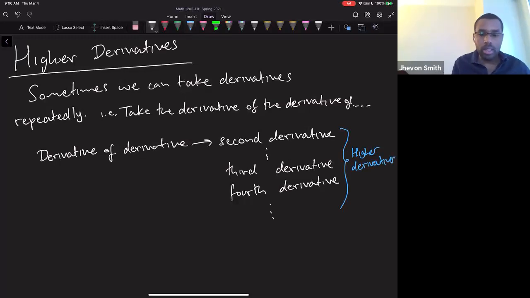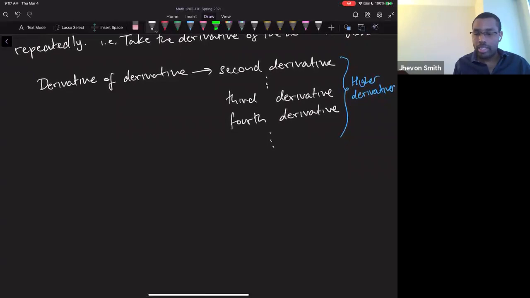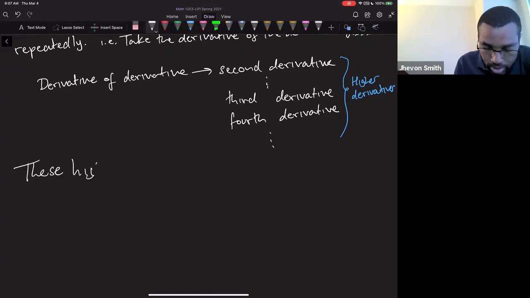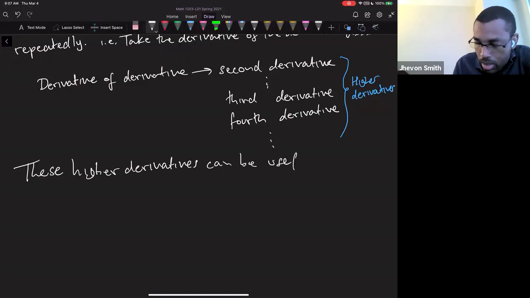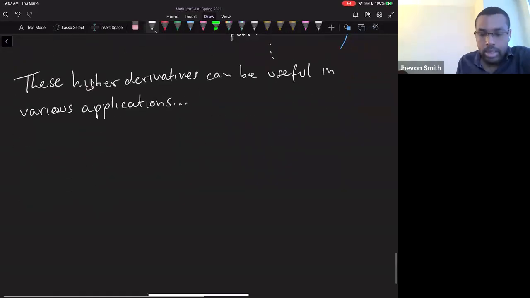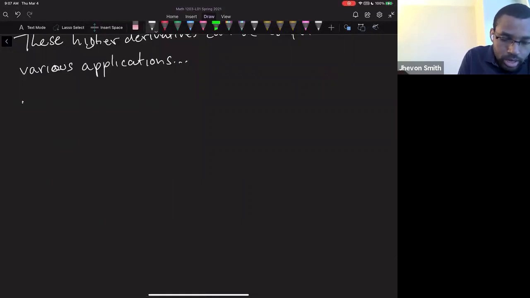Right, so it's derivatives beyond the first derivative, which now we're going to qualify the derivative that we've spoken about as the first derivative, because a lot of times it's possible to take more derivatives. And so it leads to the notion of higher derivatives. These higher derivatives can be useful in various applications. And I'll talk about that in a little bit, but first let's introduce the notation of the higher derivatives.